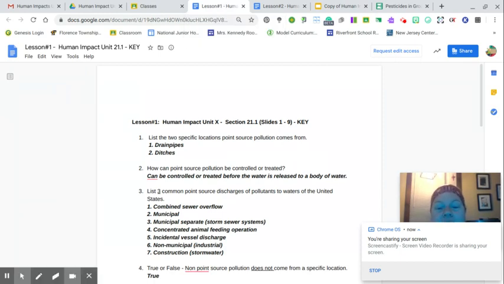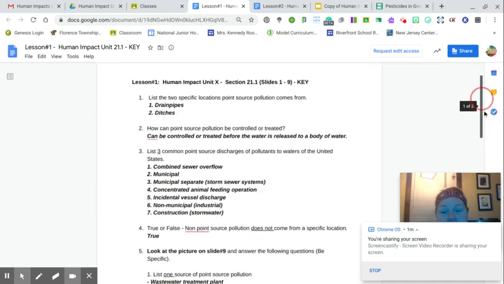So in lesson 1, we talked about the different types of point source pollution. The 2 specific locations that point source pollution can come from are drain pipes and ditches. We also talked about how it can be controlled or treated. It can be controlled or treated before water is released into a body of water. 3 common point source discharges: you can pick any of these. All 7 were listed in the picture.